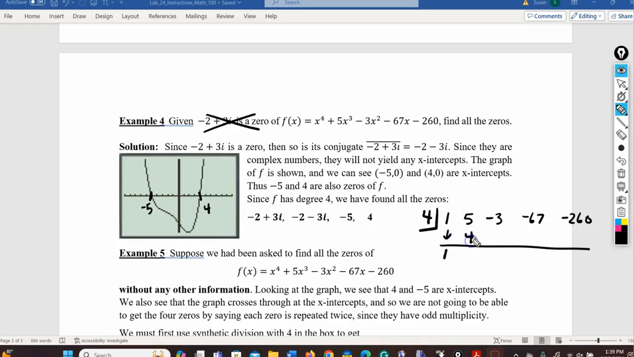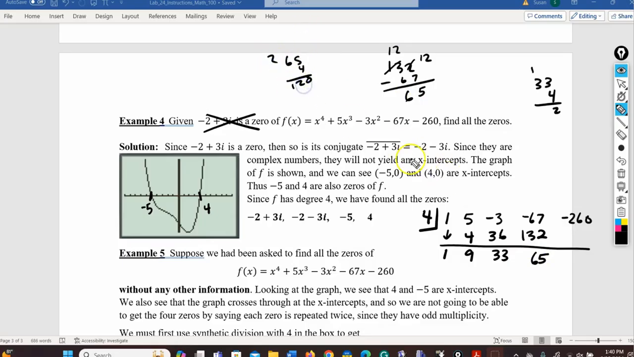One times the number in the box, then we add 9 times the number in the box, and then we add 33 times the number in the box, and then we add 65 times the number in the box. Oops. 260. And then we add.